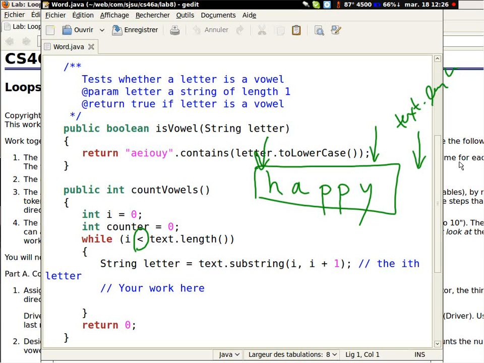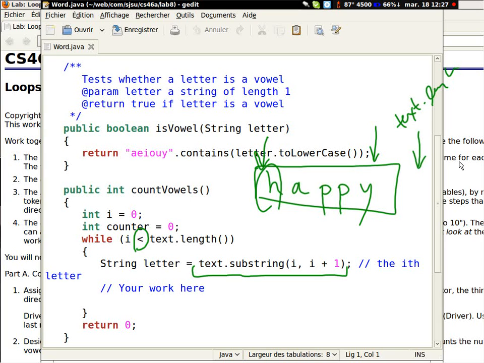You need to extract, because we're going to be looking at letters. There's 2 ways of looking at letters. You can look at them as characters or as strings of length 1. Here, over here, we choose to do it in strings of length 1. This command here extracts the substring from I to I plus 1. That's just a string of length 1, and that's a single letter.